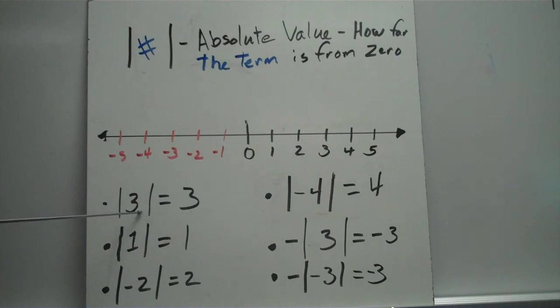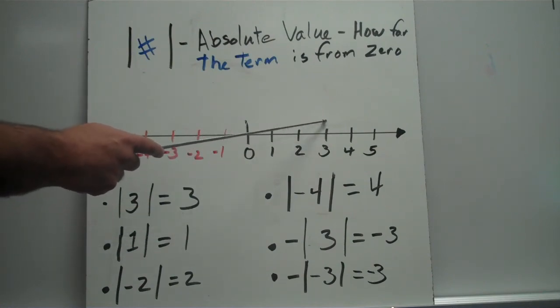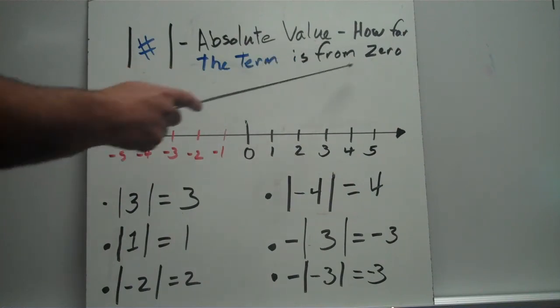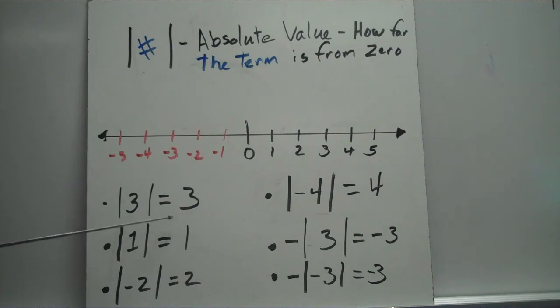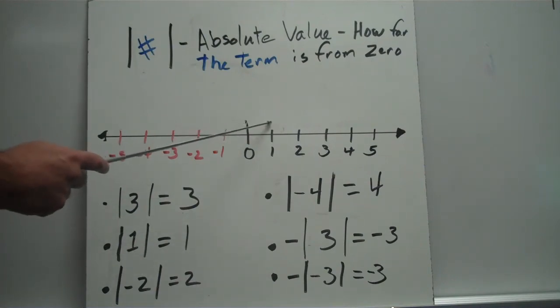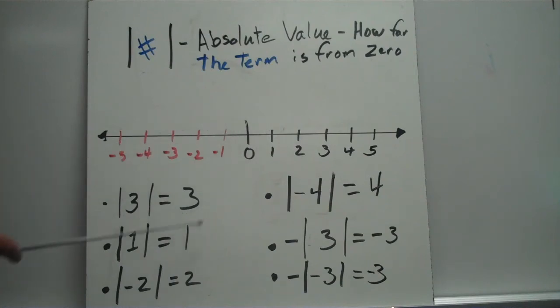So if we wanted to find the absolute value of 3, well, we'd start at 3. And we want to find how far the term is away from 0. So we'd go 1, 2, 3. So the absolute value of 3 is 3. How about the absolute value of 1? So we start at 1, make one jump, and so the absolute value of 1 is 1.